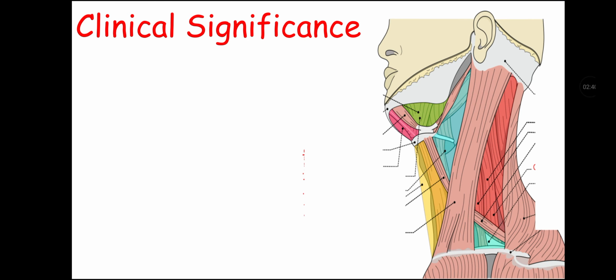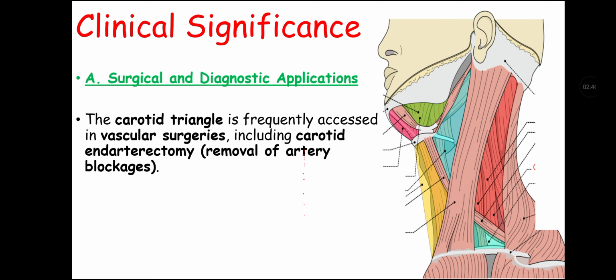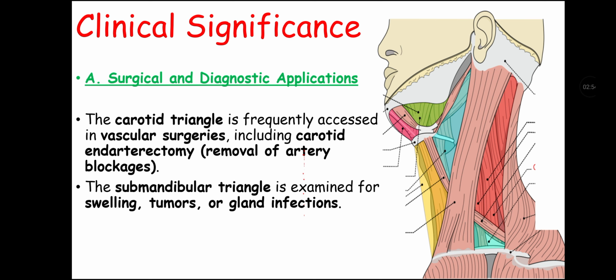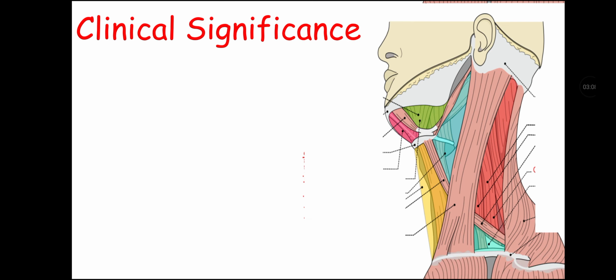Now let's talk about clinical significance of anterior triangle. The first significance is surgical and diagnostic application. As carotid triangle is frequently accessed in vascular surgeries including carotid endarterectomy, that is removal of artery blockage. The submandibular triangle is examined for swelling, tumor or gland infection, and the muscular triangle is the reference point for tracheostomy procedures and airway management, and that's how it helps in surgical and diagnostic application.